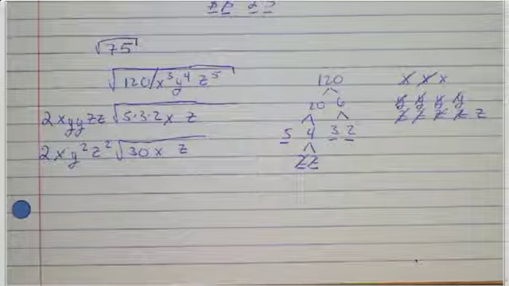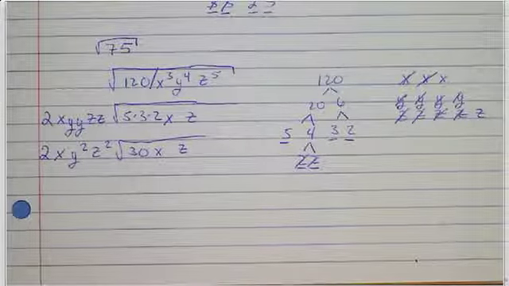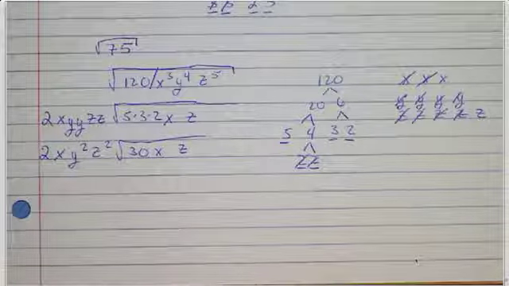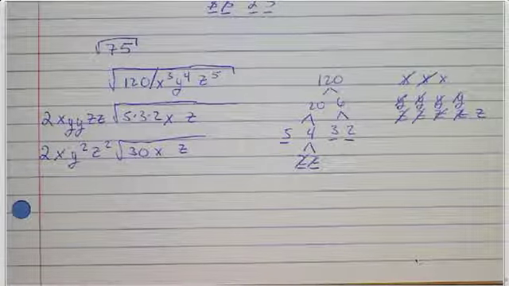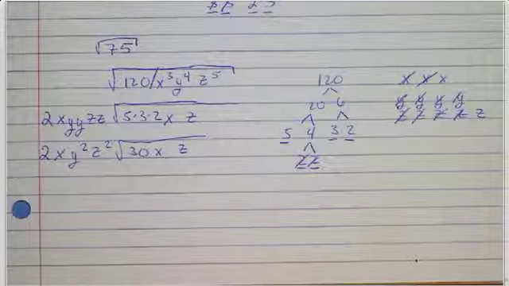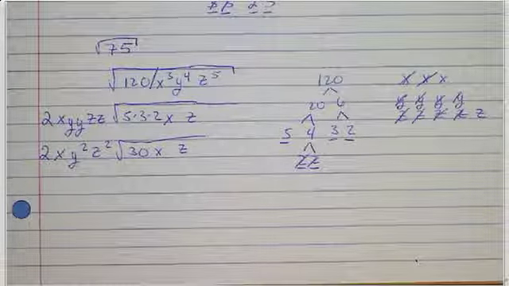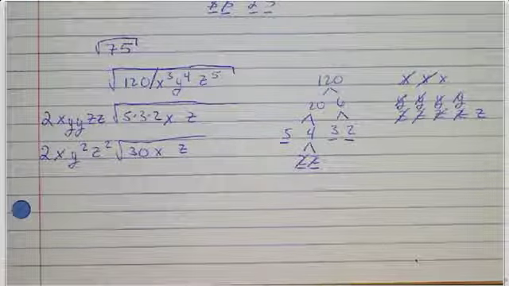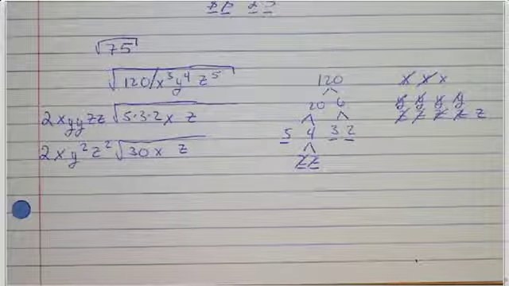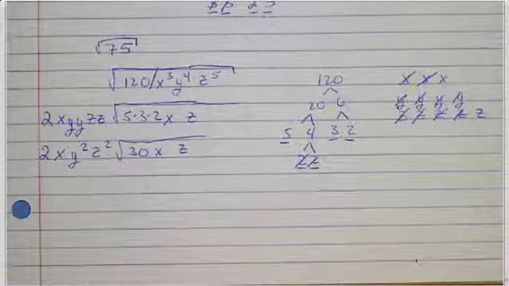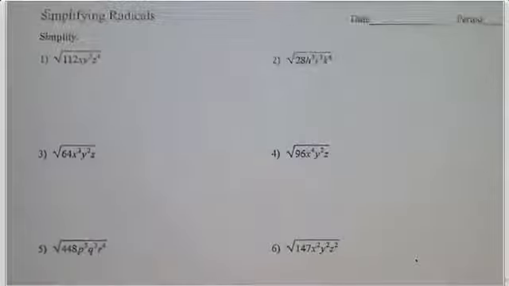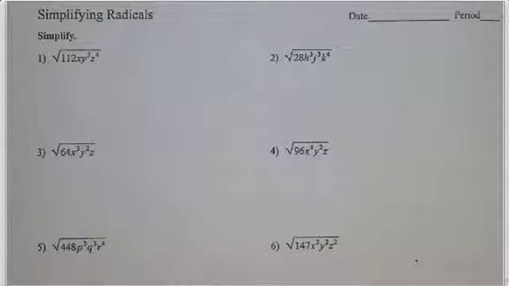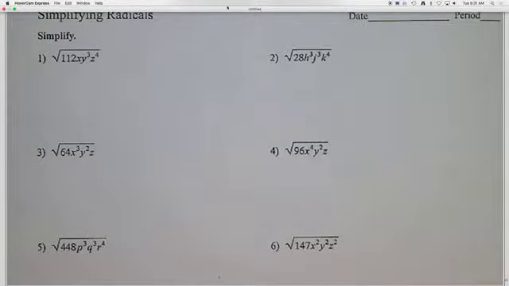All right, so let's go over, I don't know, 2 or 3 of these at least as a class. Make sure everybody's on the same page. Okay. So, let's take a look at question number 1 here. So we're going to break it into number part and variable part. So, number part is going to be 112, and variable part is everything else.